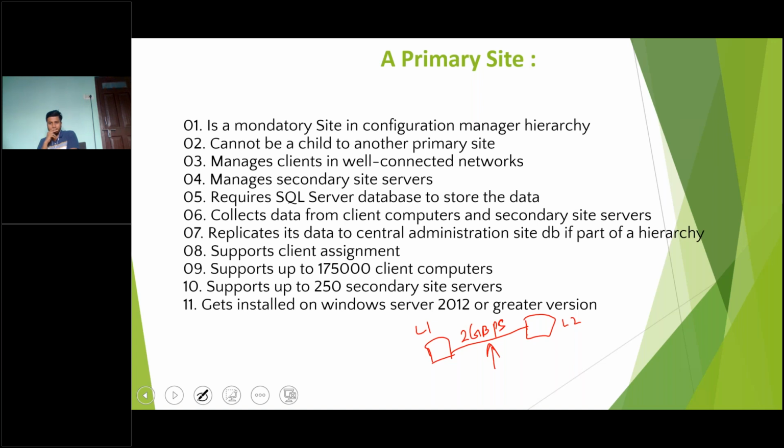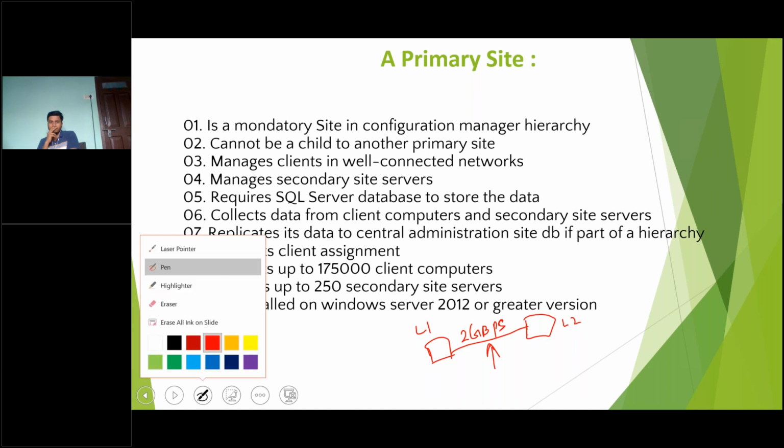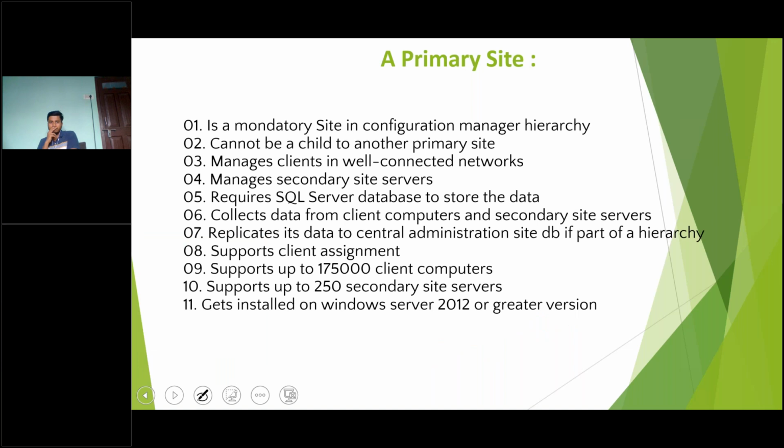Generally, we don't get good connectivity in a WAN network. We have limited connectivity, like a maximum 100 Mbps line we get. We don't get gigabit. So that's the reason the primary site will manage devices through secondary. It will not directly manage those devices.